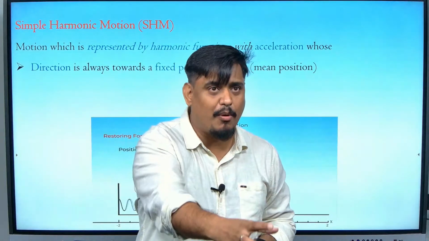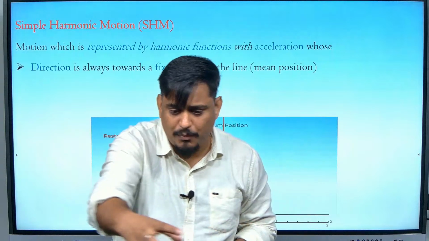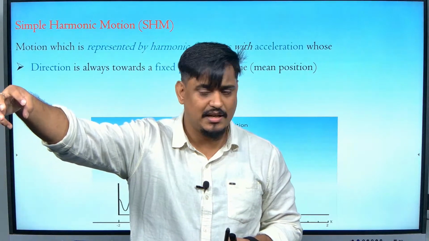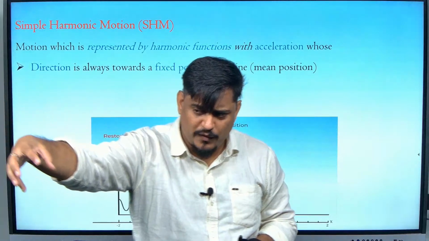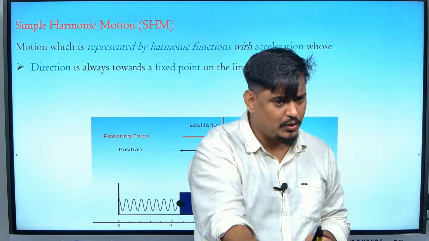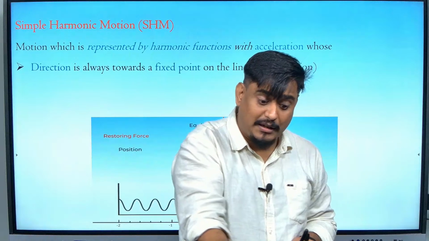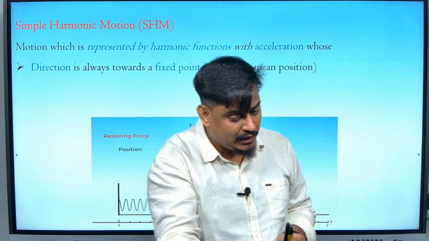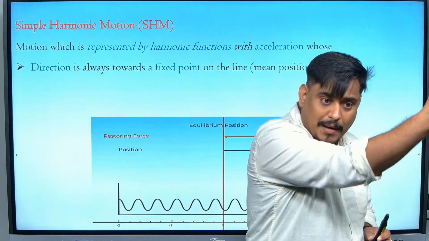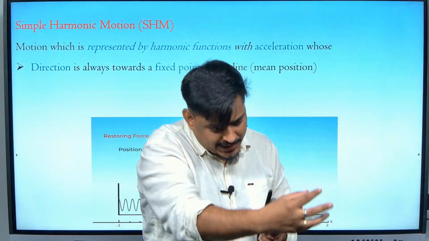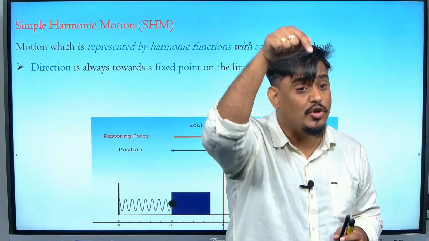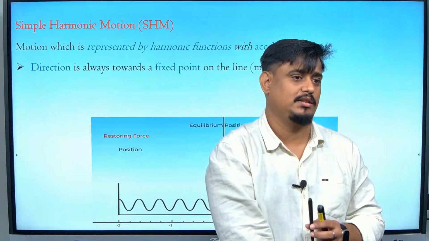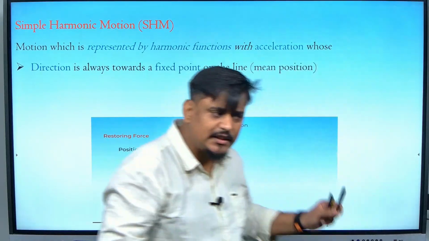So, if I have a bob and I move the bob like this to some height and leave it, what happens? The bob starts moving. Will it stop at the mean position? No, it will overshoot. But even if it is overshooting, it goes to some height and tries to come back to the mean position only. Once again it goes to some height and tries to come back to the mean position only. And finally, it will stop at the mean position only. Isn't it? Same with the spring also.